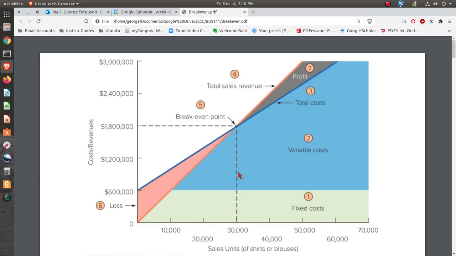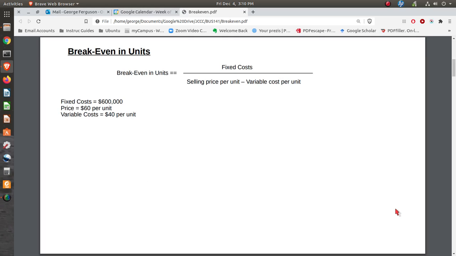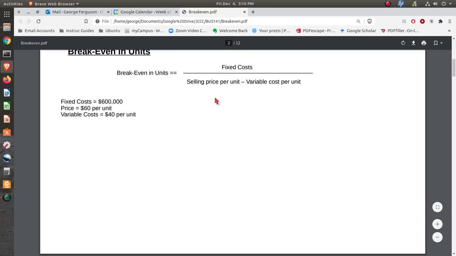Now, the chart at the back of the book is actually talking about making shirts. All right? So, let's see how to go about doing this. The formula that you use for break-even is figuring out how many units you need to make in order to have zero profit, zero loss. You take your fixed costs and divide that by your selling price per unit minus your variable cost per unit. Now that's called your contribution margin.